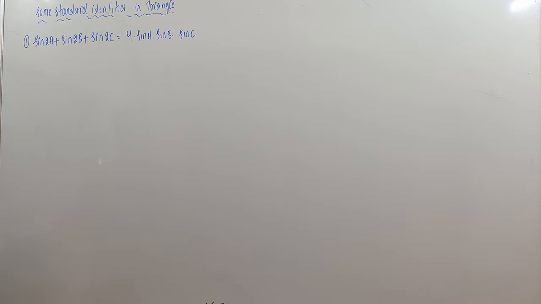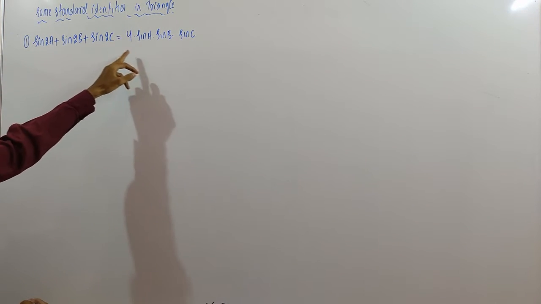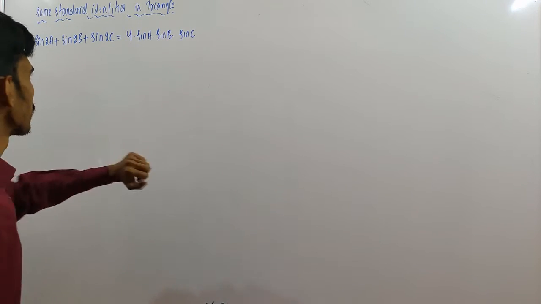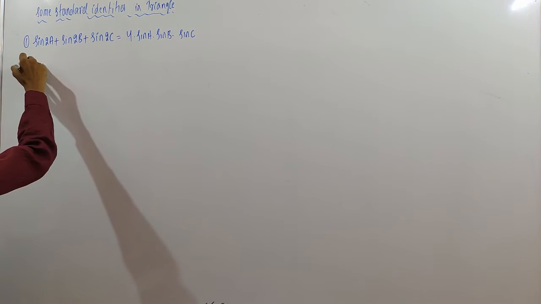In this class, I am going to discuss some of the trigonometric identities that will be helpful for solving problems. Let us start. The first identity is sin 2A plus sin 2B plus sin 2C equal to 4 into sin A, sin B, sin C. Here we have sum, here we have product. Now let us prove it.